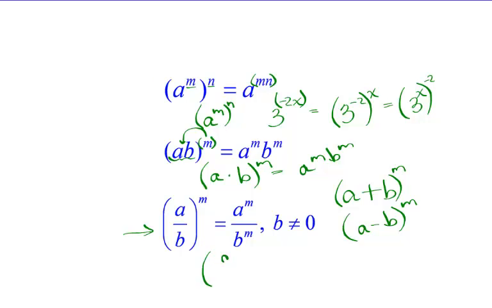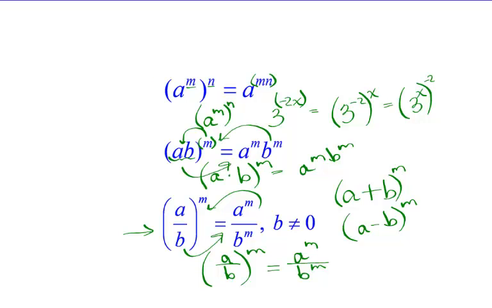So if I have a quotient and the entire quotient is raised to a power, then the power breaks up over the operation of division. Again, they work in both directions. Whichever direction you need to go is the property that you're going to use.